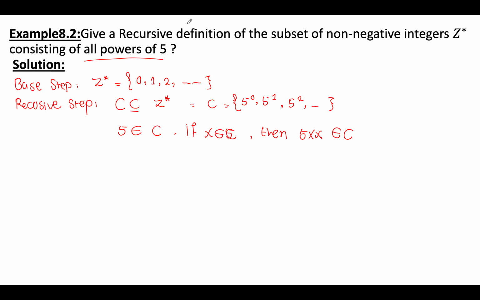Again, in order to find the recursive definition, we need to find the base step, where we specify the values of the function for the first terms, and the recursive step, where we give the rule for finding subsequent values using the previous values, beginning at those defined in the base step. Okay?